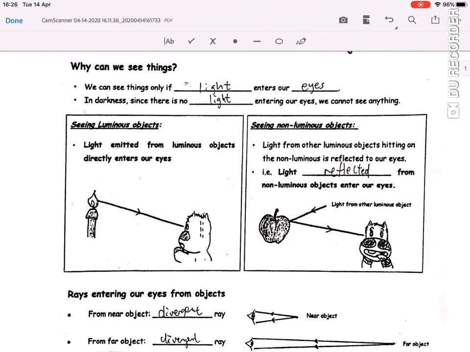Now, why can we see things? We can see things only if light enters our eyes. The easiest way to test it is to close your eyes: the light cannot go into your eyes, so you cannot see the object. Even with light out there, as long as no light enters your eyes, you will not see anything. In darkness, no light enters our eyes at all, so you cannot see anything.